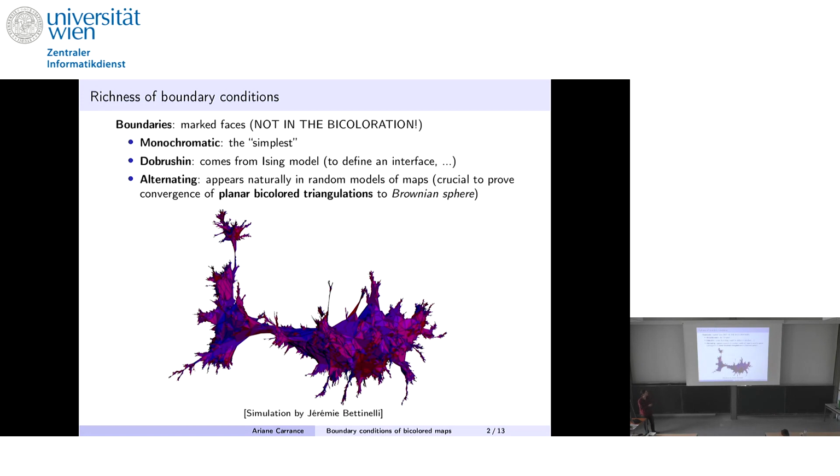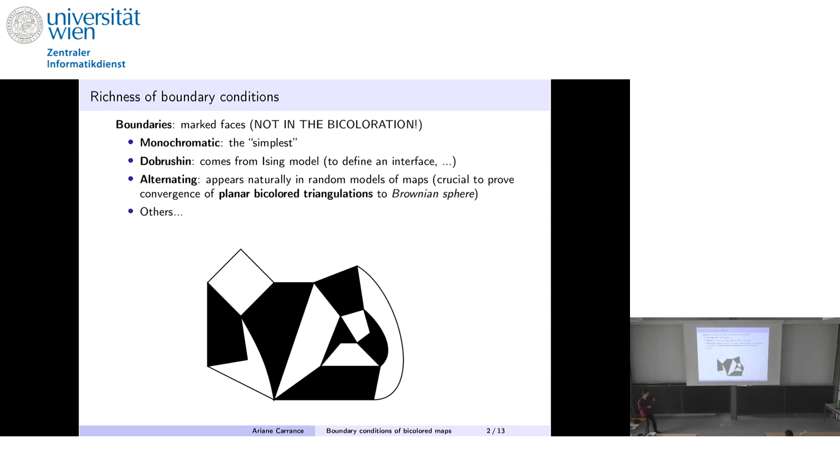So the Brownian sphere is a random continuum metric space that's universal when you study 2D random geometry. And if I have time, I will talk about other wilder boundary conditions, such as this one, where you see that you don't have the alternating condition anymore because you have here two consecutive boundary edges that are of the same color, for instance.